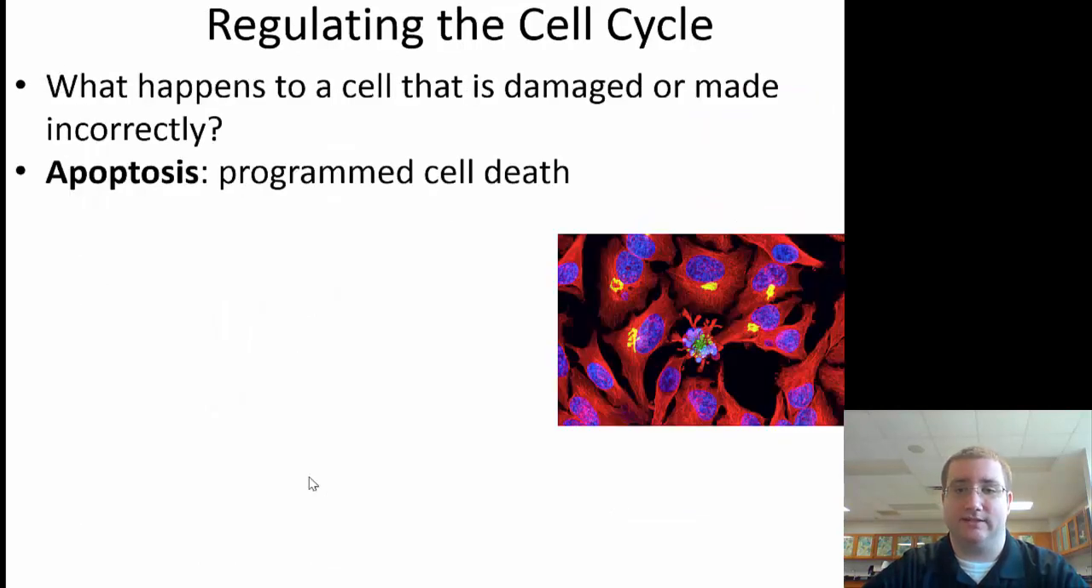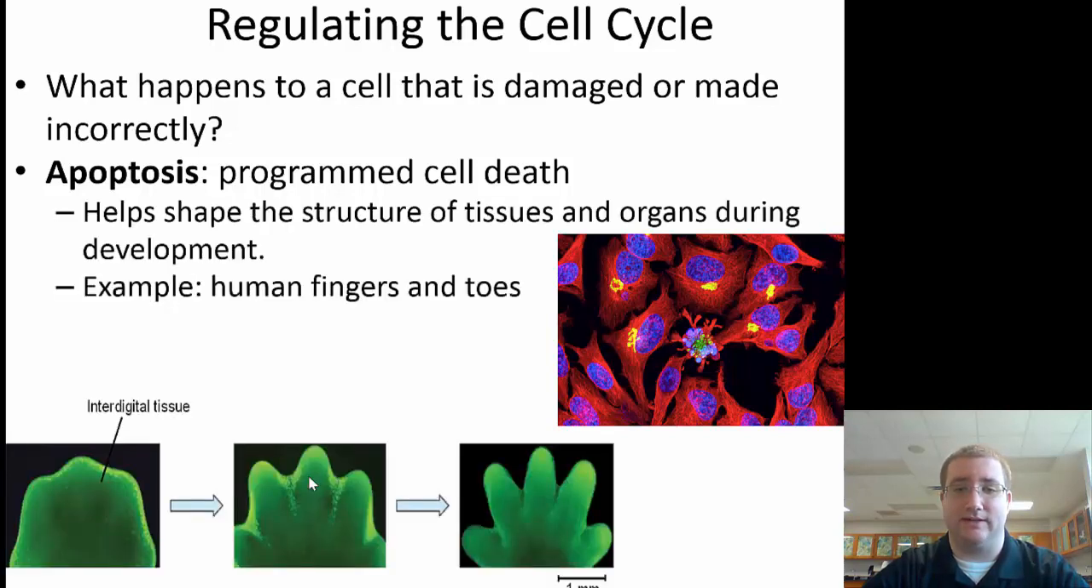What happens to a cell that's damaged or made incorrectly? Thankfully, we have a mechanism called apoptosis, which is known as programmed cell death, or in other words, cell suicide. If a cell has recognized that it's damaged or was made incorrectly, and there's no way to fix that damage, the cell can actually kill itself to prevent further harm to the organism.